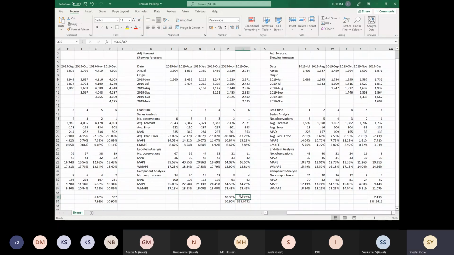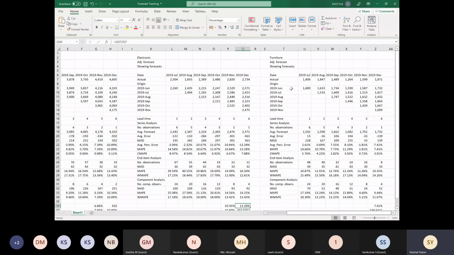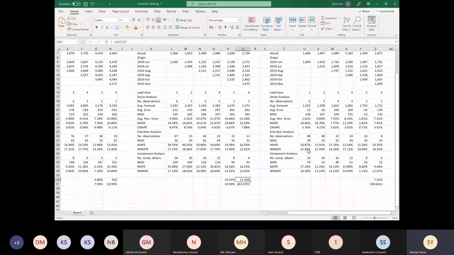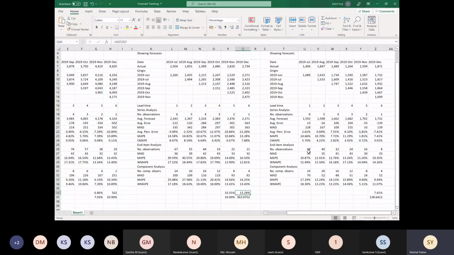I've calculated the individual MAPE over here for each of these months. So I have 363 as my MAD value for my electronic category, and for furniture, my MAD value is 138 or 139. Now for MAPE, I'll be calculating 363 divided by the value for December for electronic, and similarly for furniture. The MAPE for these two would be the average MAPE, so we need to take an average of the two values, and that's what it's going to represent over here.